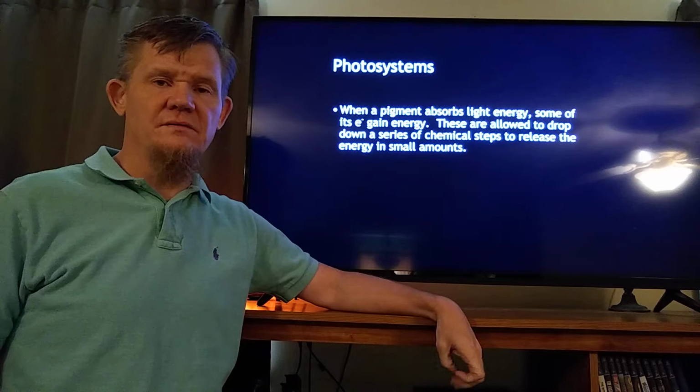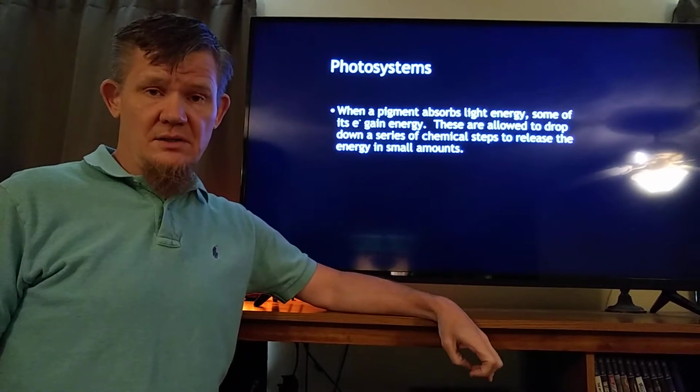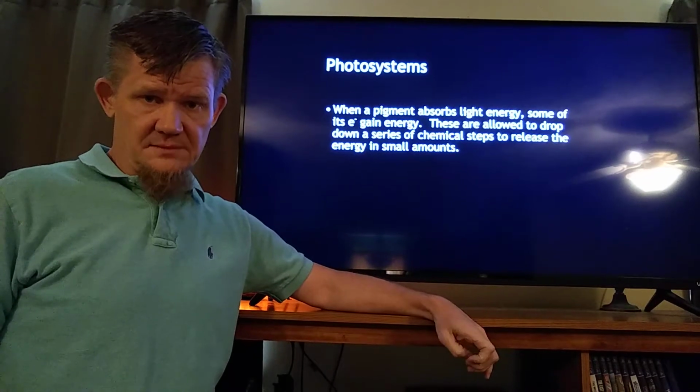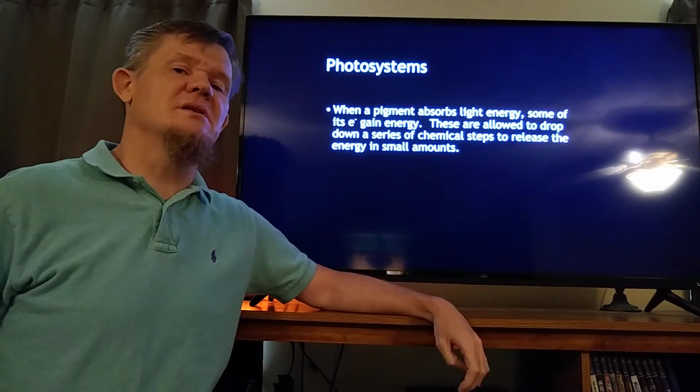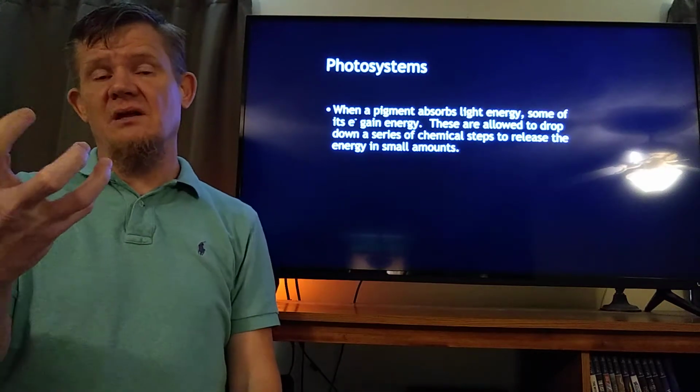Welcome back to Chapter 7, Photosynthesis. We're about to actually get into the meat of it. We're about to start talking about the hard stuff, which is the process of photosynthesis. The process of photosynthesis is broken up into two steps: harvesting energy from light, and using that energy to make sugar.